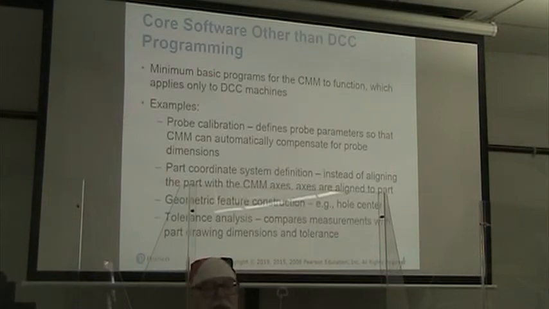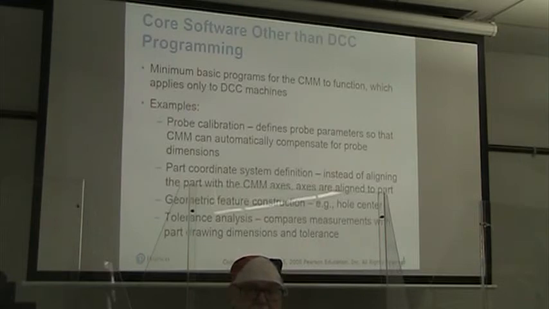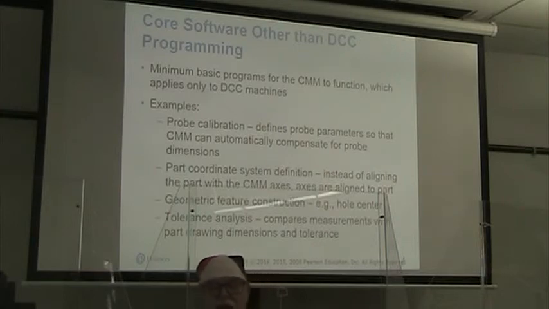We have the part coordinate system definition so that we don't have to align the part with the coordinate measuring machine axes. The axes are instead aligned to our part. We have geometric feature construction, for example, a hole center. And tolerance analysis will compare the measurements with the part drawing dimensions and tolerance to see if a part is in tolerance or out of tolerance.